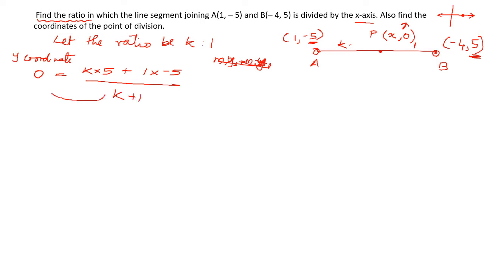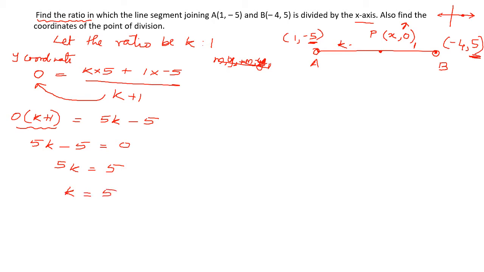Now, when you take this k plus 1 to the other side, it comes as 0 into k plus 1. 0 into anything is 0. That is equal to 5 into k, you get 5k, and 1 into -5 is -5. So what you are getting is 5k minus 5 is equal to 0, or 5k equal to 5, or k equal to 5 by 5, that is equal to 1.